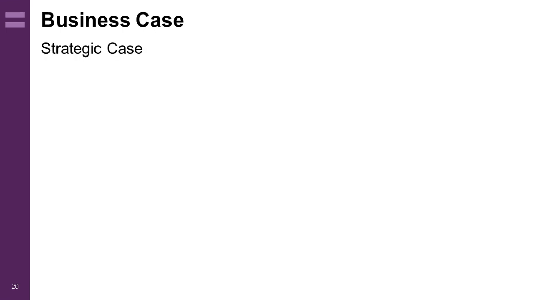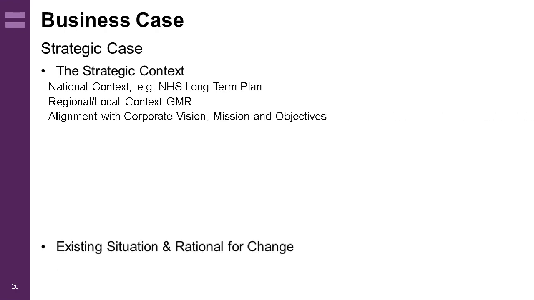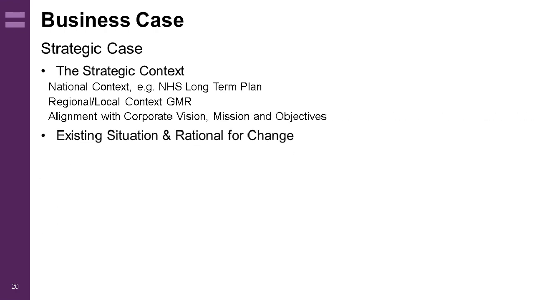So the first case is the strategic case. This is the section where the alignment of the reasons for undertaking the project to corporate mission and vision, and policy and strategy are explained. Thus, it places the project in the corporate context. For public bodies, it will also be here where alignment to government policy is demonstrated.